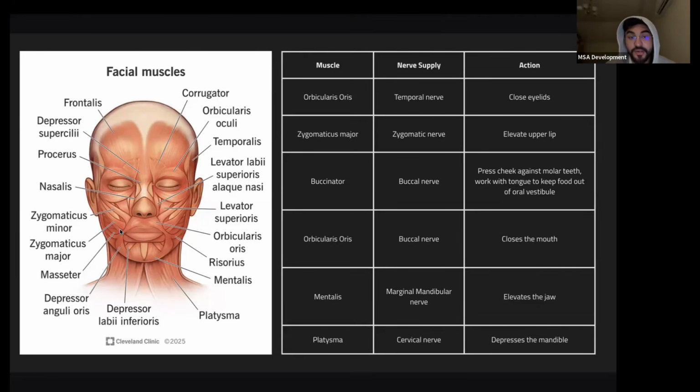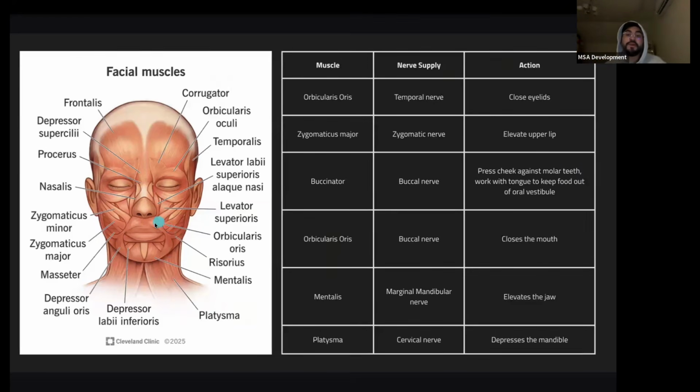Then we have the buccinator. The buccinator muscle is here in the cheeks, and it is supplied by the buccal nerve. It presses the cheek against the molar teeth, and it also works with the tongue to keep food out of your oral vestibule. Okay. Then we have the orbicularis oris right here.